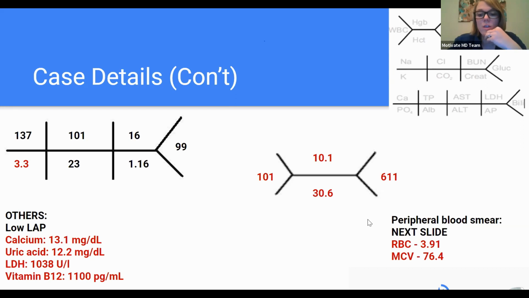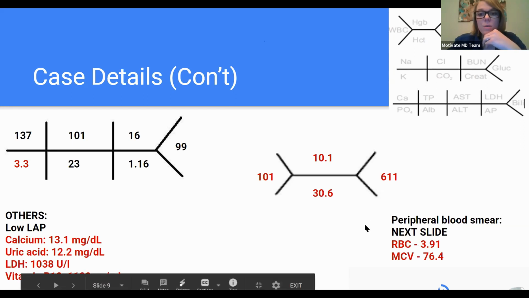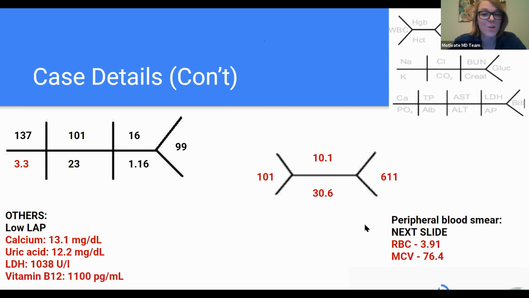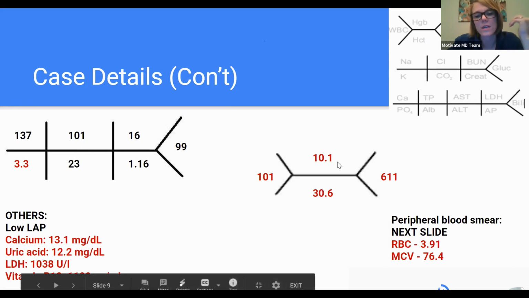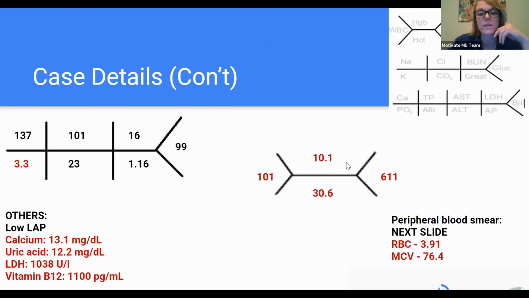And a little trick you can use for hemoglobin and hematocrit to make sure that it's correct, kind of check it in your head, is 3 times the hemoglobin should equal the hematocrit. So if you look at this, 10.1 times 3 is 30.3. So this is about right. So you make that connection and make sure that what came out of the lab was good results.